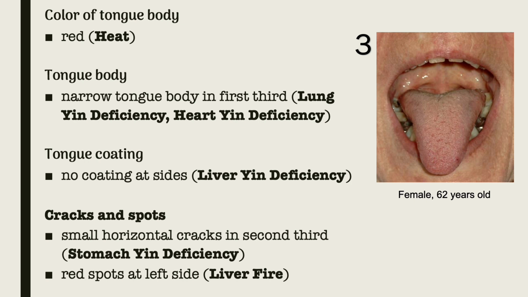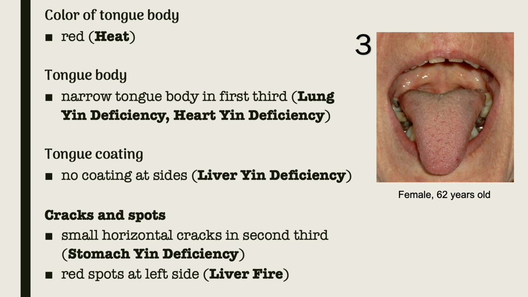Tongue number 3 belongs to a 62-year-old female. Color of the tongue body is red, indicating heat. If you look at the tongue body, it's narrow in the front third, so it means lung yin deficiency, heart yin deficiency.